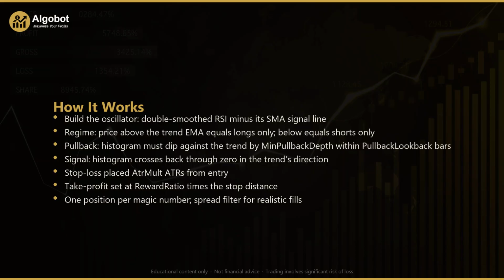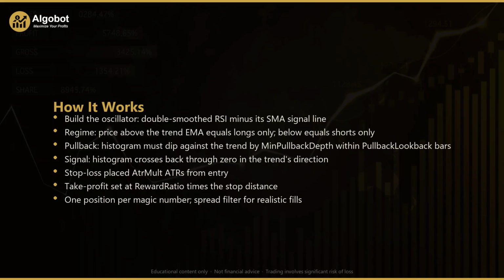Then the entry signal. The histogram must cross back through 0 in the trend's direction on the just closed bar. For a long, the oscillator moves from at or below 0 to above 0, meaning the double smooth relative strength index has reclaimed its signal line and upward momentum is resuming. For a short, it crosses from at or above 0 to below 0. When the regime, the pullback, and the 0 cross all line up, the strategy opens a trade.